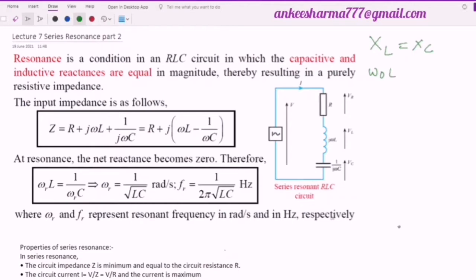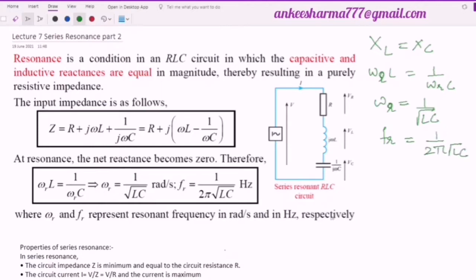I will write omega naught also as omega R, as I have derived here with omega R. So I will write here omega R of L, which is the resonant frequency in radians per second, is equal to 1 by omega R into C. So from here you can conclude that omega R will be equal to 1 by root of LC. And if I want the resonant frequency f R in hertz, it will be 1 by 2 pi root of LC.